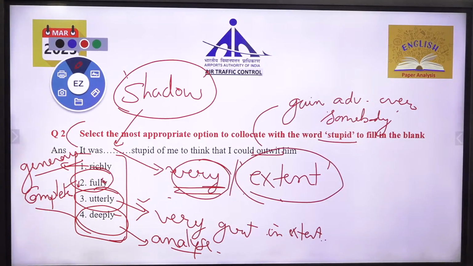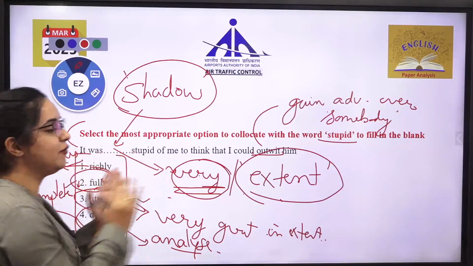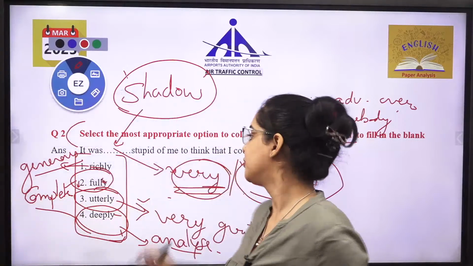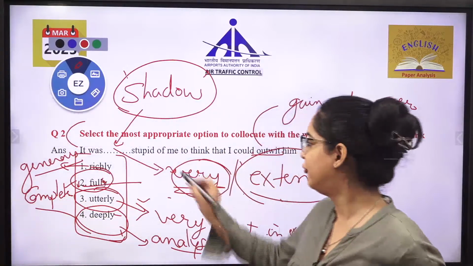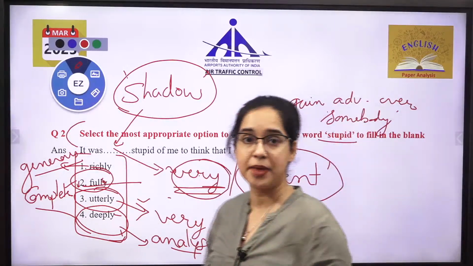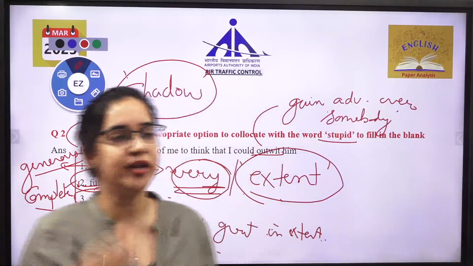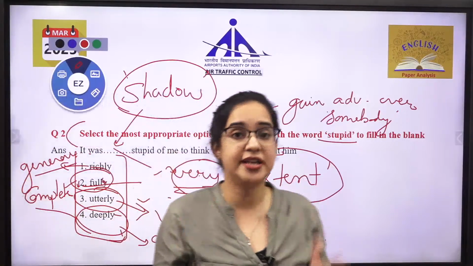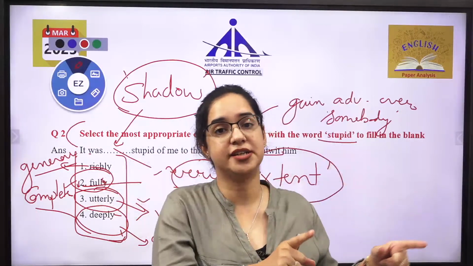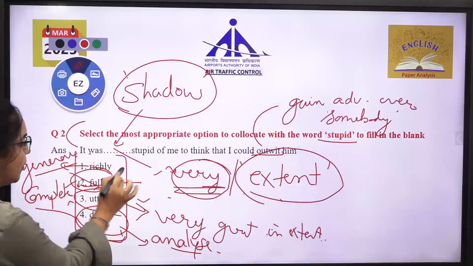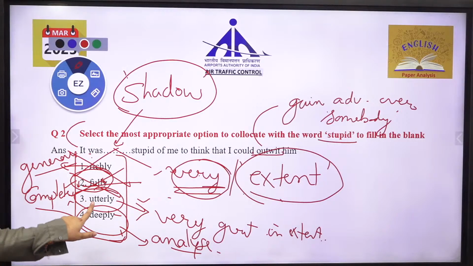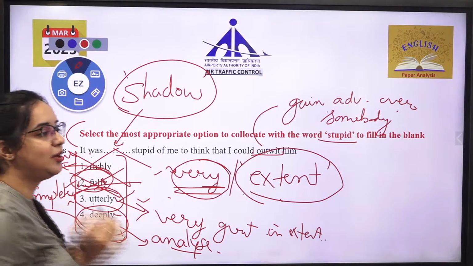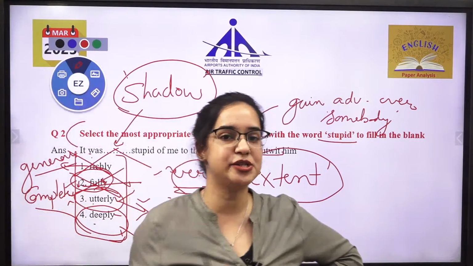Now it will become easier for you to solve it, because many of you, if you read this sentence, will tick fully. You will say it was fully stupid of me to think that I could outwit him. But when you convert this sentence in Hindi or your regional language, you will say it was quite stupid, I was very stupid at that time. Whenever you revise it, what will come? This is a wrong one. Richly cannot come. What is left? Utterly or deeply. Think about the answer. What can come? Utterly or deeply? The answer would be utterly. Utterly means being stupid to a very great extent.